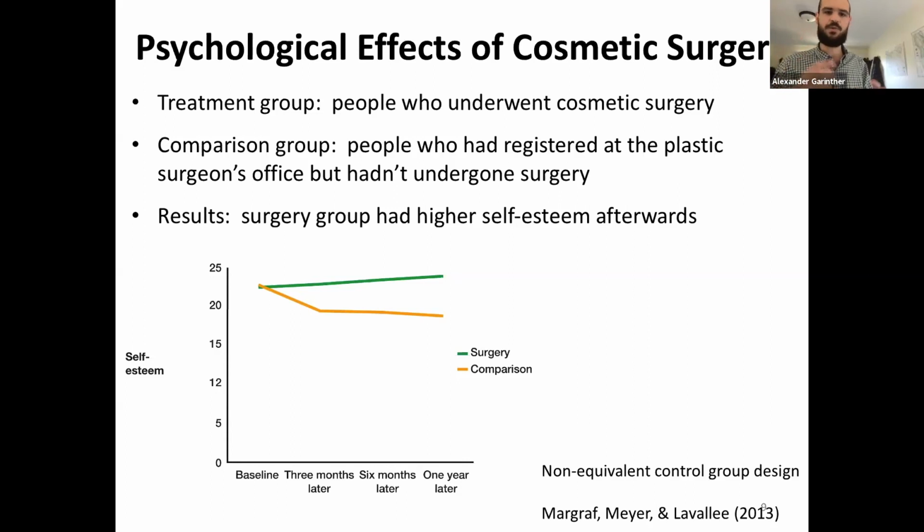It'll never be perfect. We could never randomly assign some people to get cosmetic surgery and some people to not. That wouldn't be ethical. But what we can do is come up with a clever way of tracking those people who come into the clinic, have the first meeting, register for plastic surgery, but then pull out.